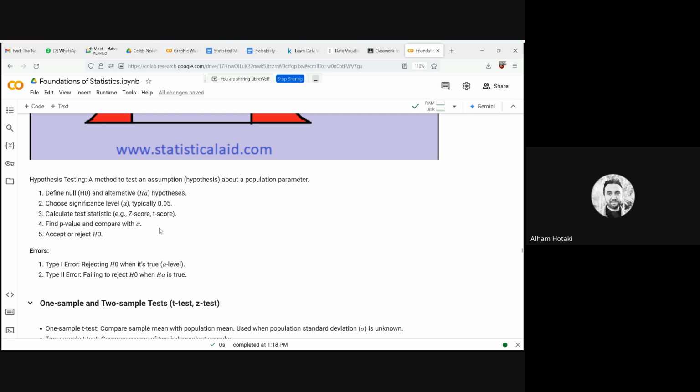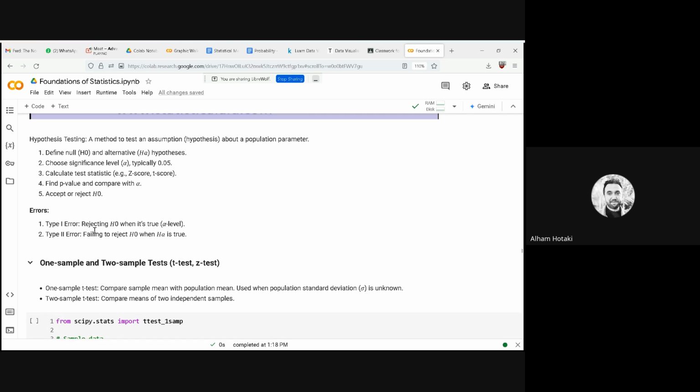So we decide whether to reject our null hypothesis, our initial assumption, or not. There are two types of errors whenever you're doing this. Type 1 error is rejecting the null hypothesis when it's true. Type 2 is failing to reject the null hypothesis when it's not true, while the alternative was actually true. So this is how hypothesis testing works.